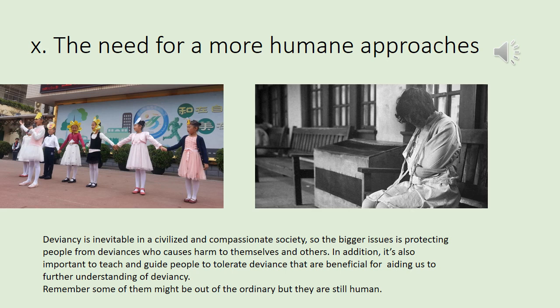So we should protect people from those deviances who are dangerous. And in addition, we should also teach people to tolerate deviances who aren't dangerous. That way, we could hope to understand these deviances so that one day we might fully be able to comprehend deviancy and hopefully prevent or treat those dangerous forms of deviancy. Remember, they might be deviances, but some of them, and maybe all of them, were once human as well.